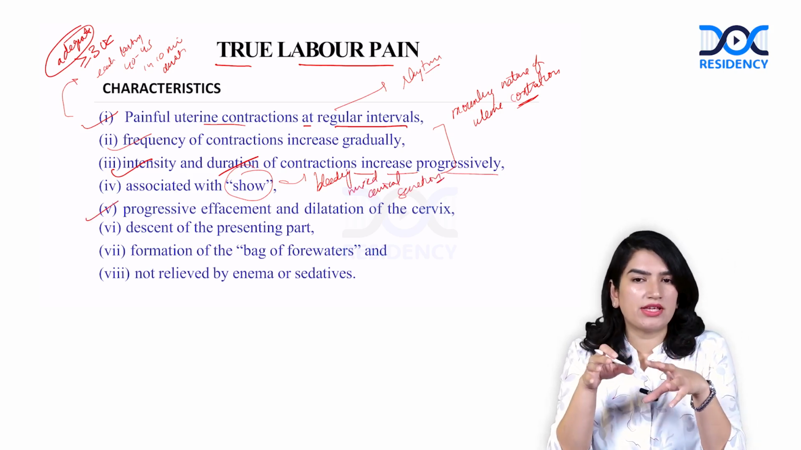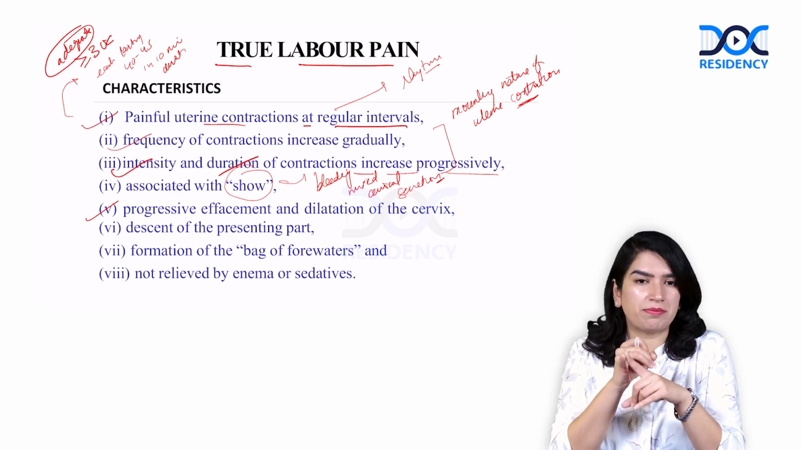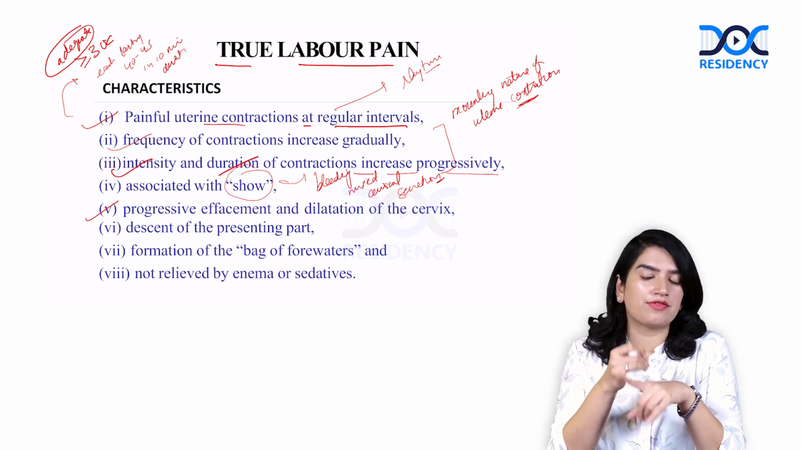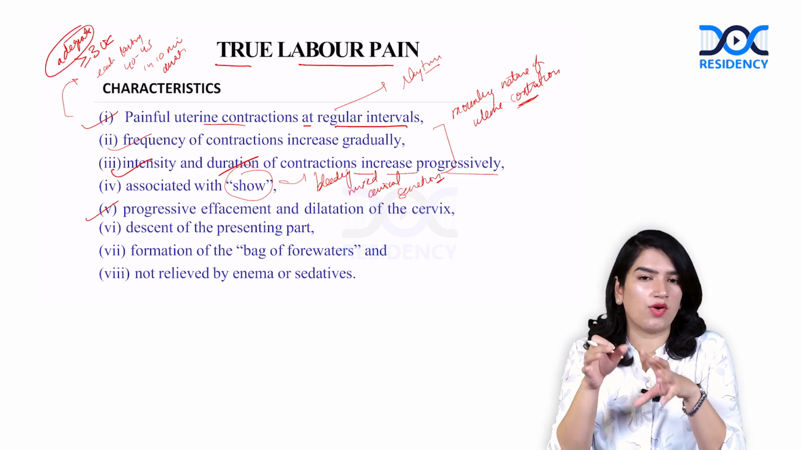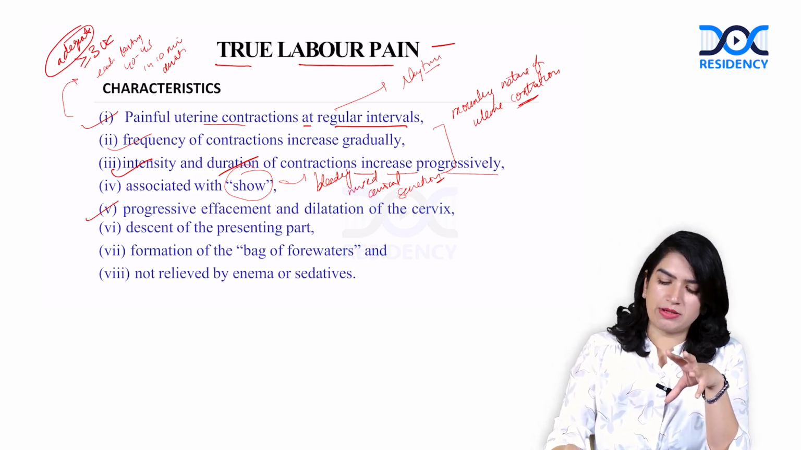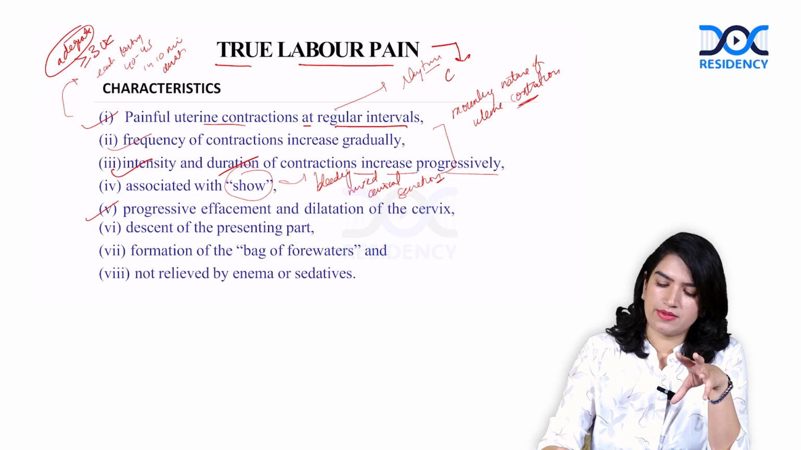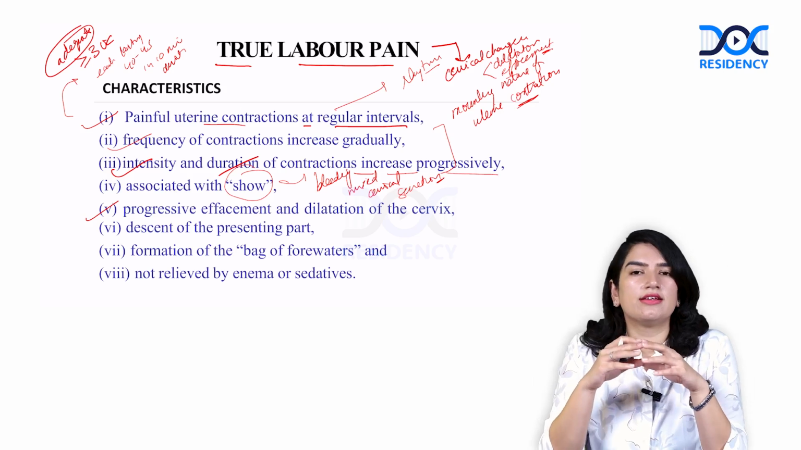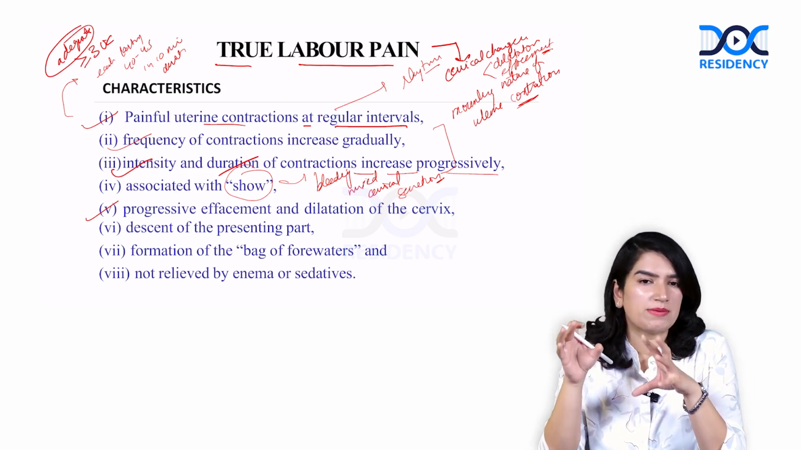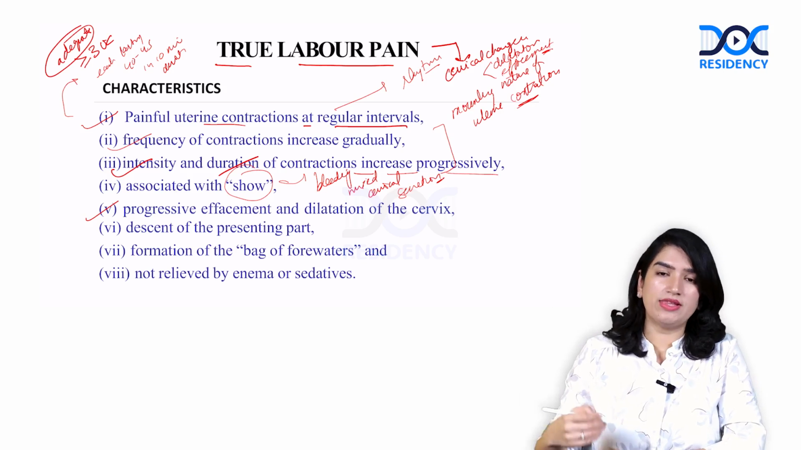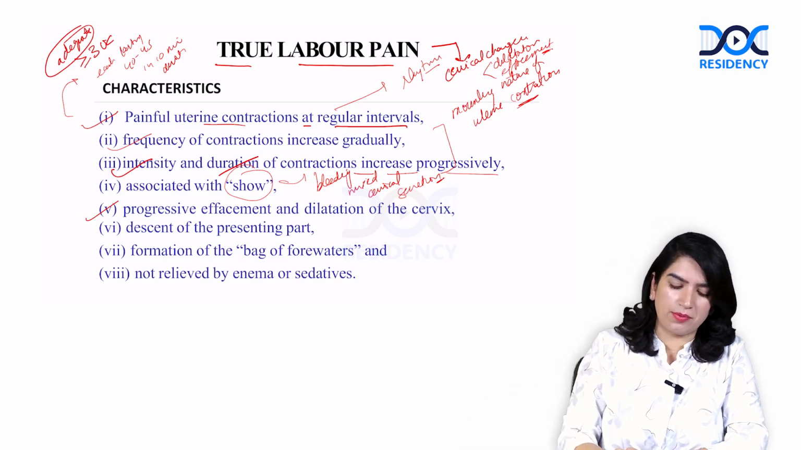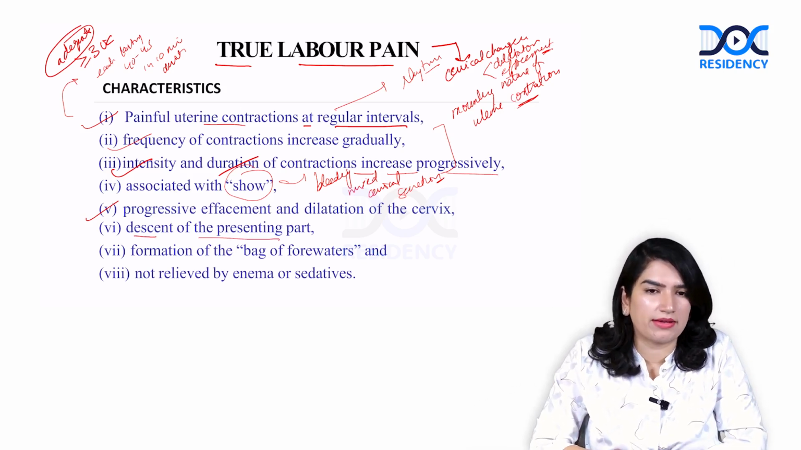On vaginal examination, in case of true labor pains, there is progressive effacement as well as dilatation of the cervix. So, true labor pains are associated with cervical changes such as dilatation and effacement. Now, the presenting part also keeps on descending. So, with advancing labor, you can have a progressive descent of the presenting part.